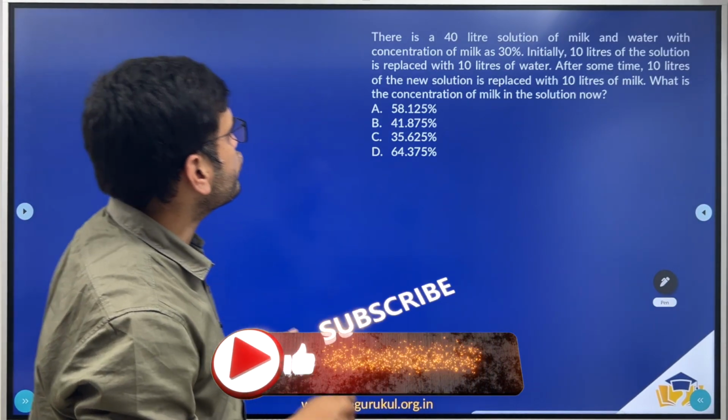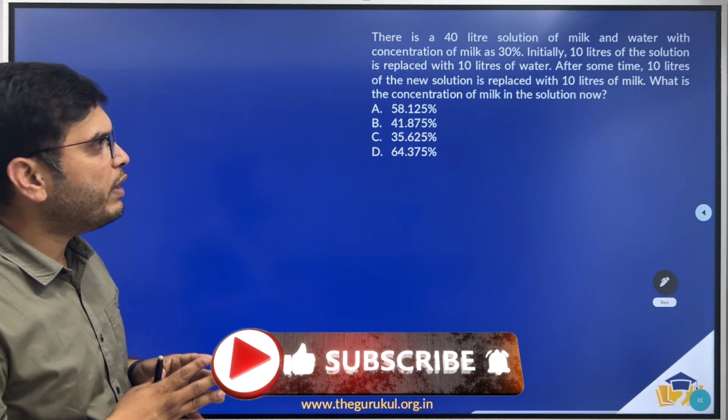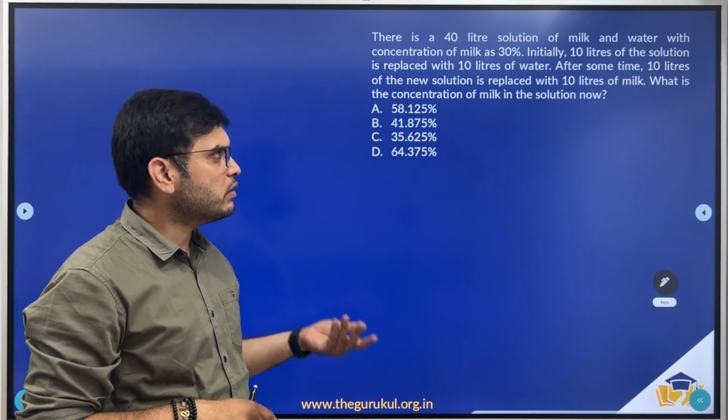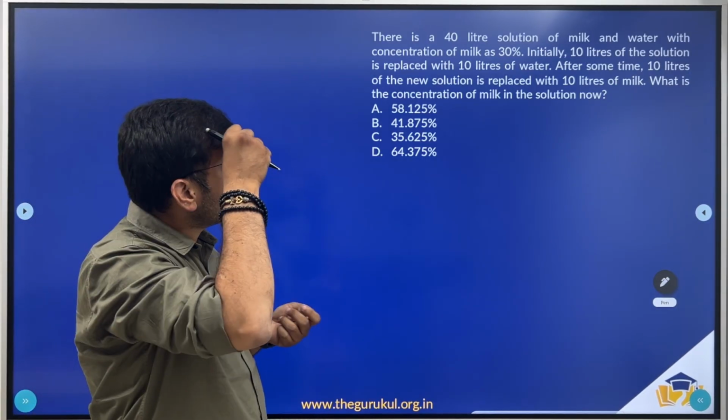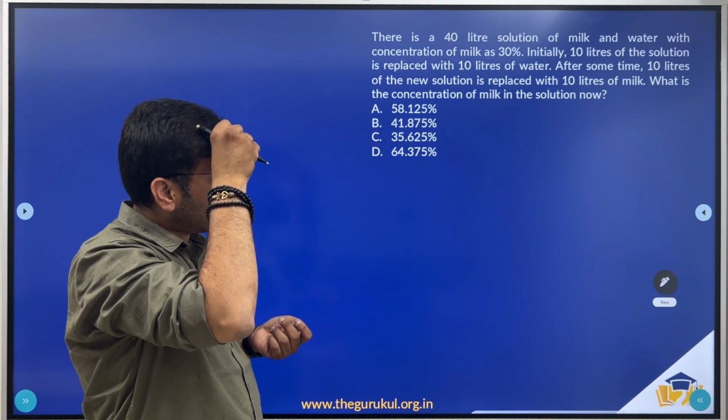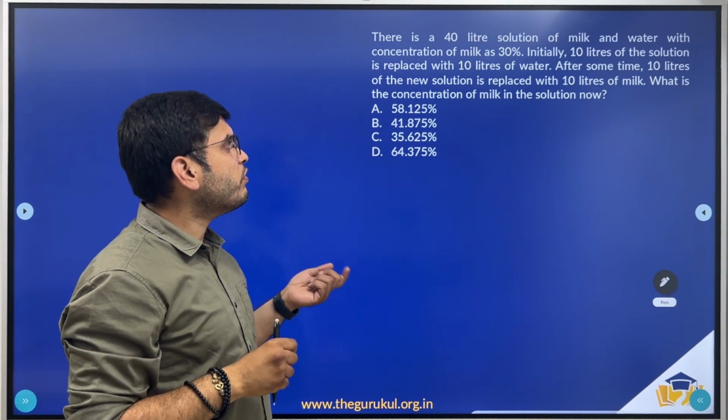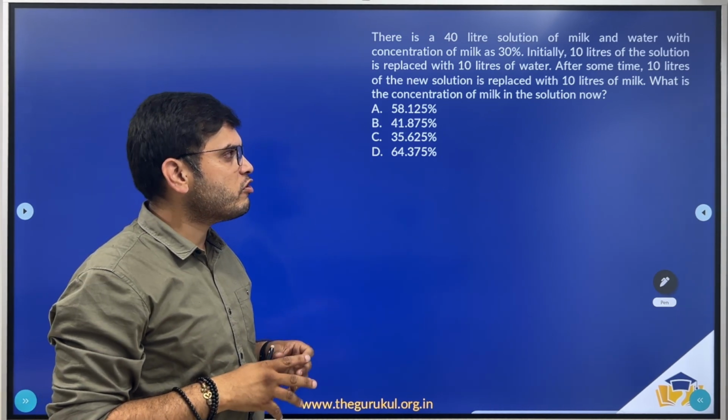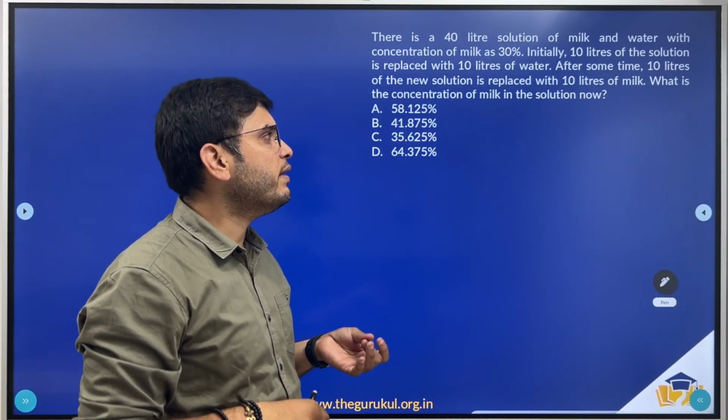Now coming to the fourth question, there is a 40 liter solution of milk and water with concentration of milk as 30%. Initially 10 liters of solution is replaced with 10 liters of water. After some time 10 liters of the new solution is replaced with 10 liters of milk. Now what is the concentration of milk in the solution now?